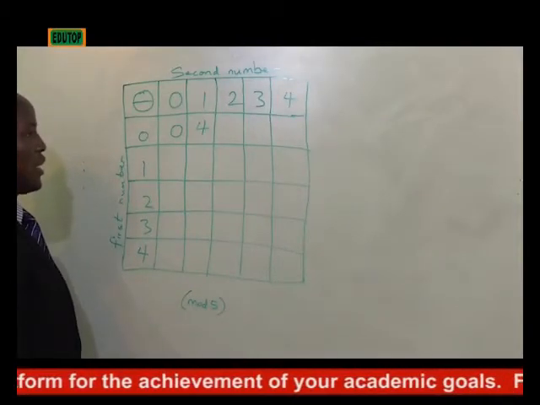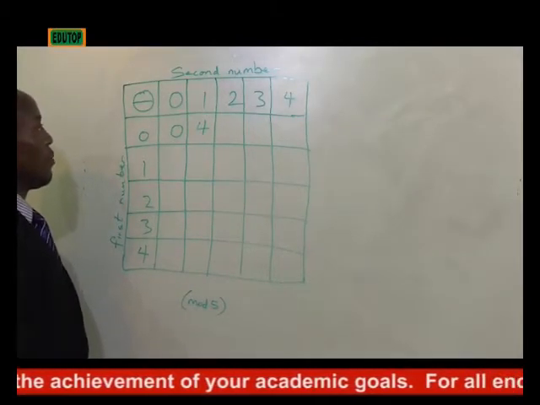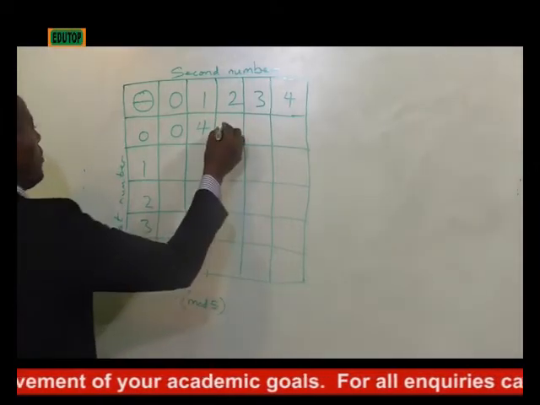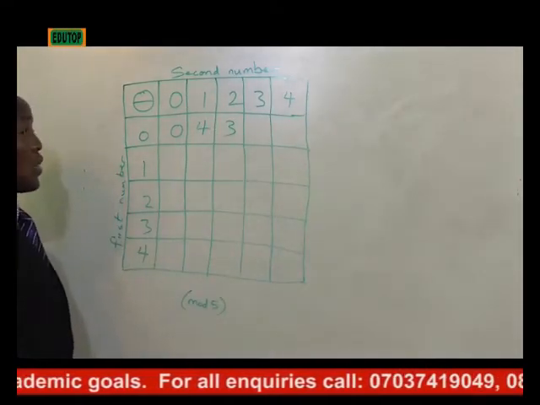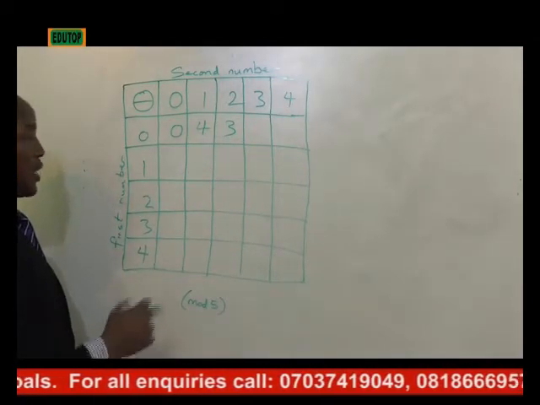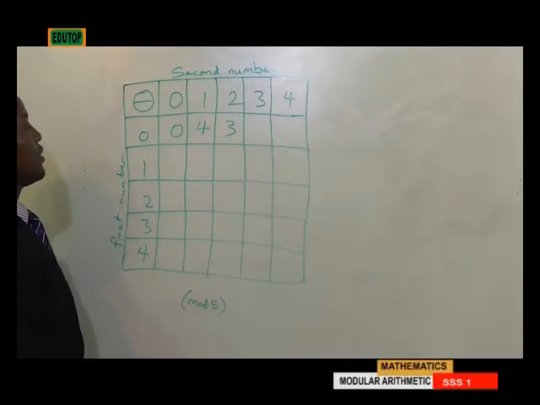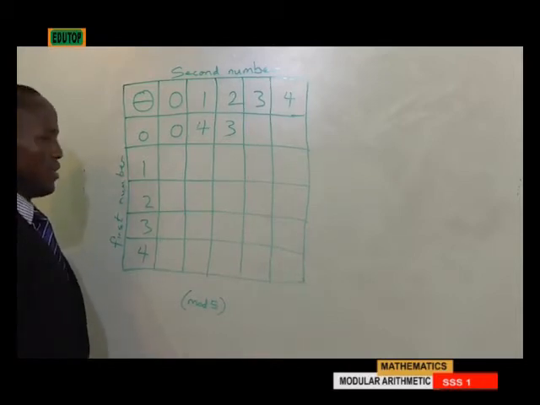Now, 5 times minus 1 is minus 5, plus 3 gives us minus 2. That means we are having 3, because we are adding 3. Since we had 3, our answer will be 3. Then 0 minus 3 is minus 3.